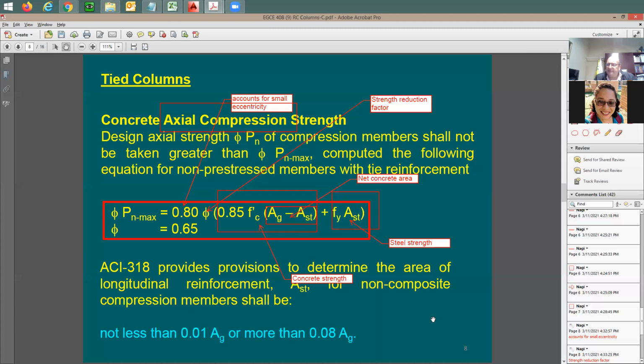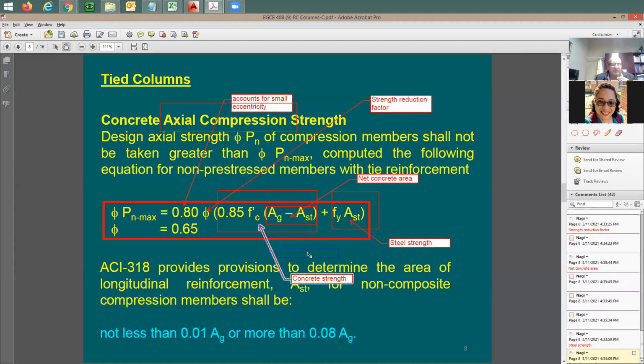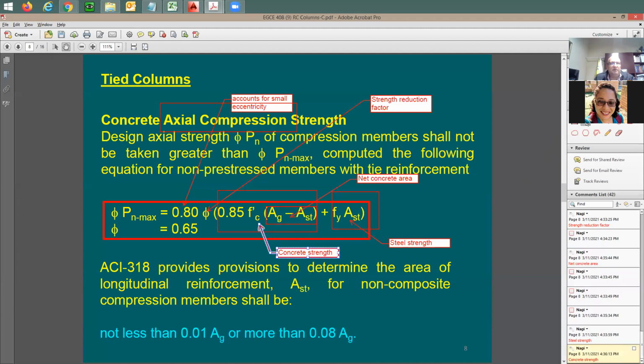Also, the code here says you cannot just throw any amount of steel in the column. The ratio between AST and AG, what is AST divided by AG? I'm going to call this the steel ratio, the vertical steel ratio. I want to be sure that AST divided by AG is going to be within a certain range. And the range that you have right there is going to be between 1% to 8%.